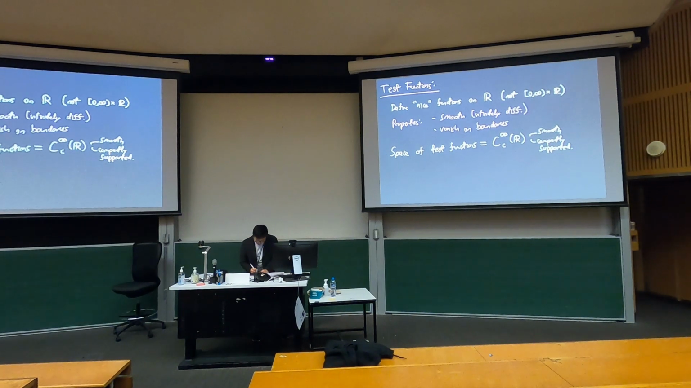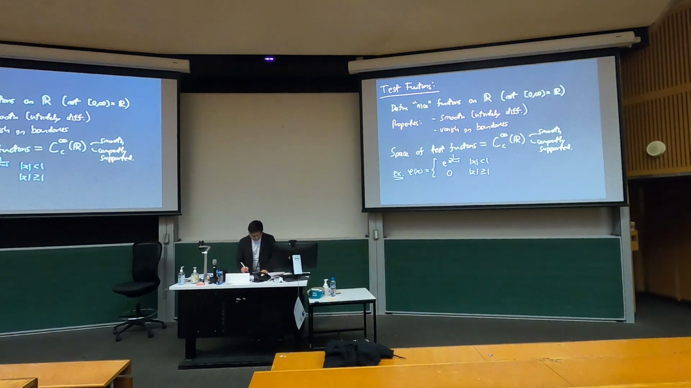So an example of a test function that we're going to see, and the classic example, is the following. phi x is defined as the exponential of 1 over x squared minus 1 whenever the absolute value of x is less than 1, and it's going to be 0 elsewhere. So this function is going to look a little like this. If I draw it out, it's going from minus 1 to 1, my function looks a bit like this. So it's a sort of very smooth bubble. And this is an explicit example.